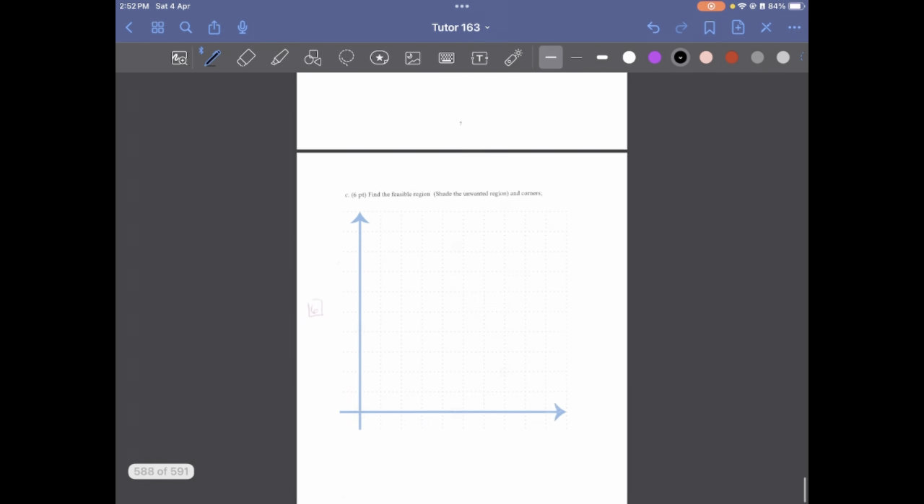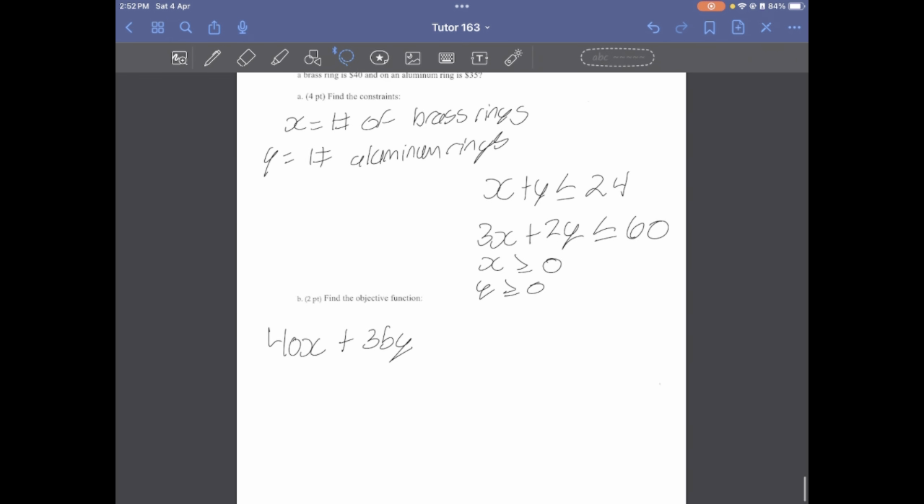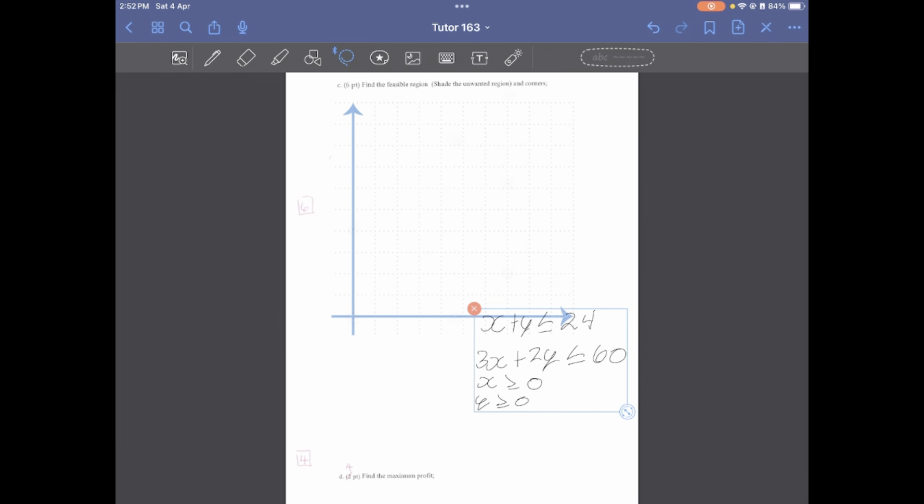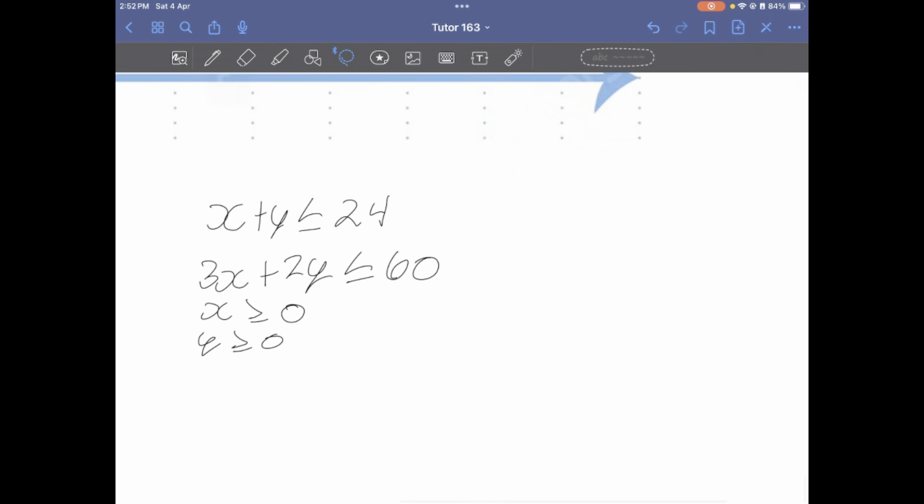Okay, so to graph this first, I'm going to copy the points and paste them right here. Make them a little smaller. We're going to solve the second equation for Y. So that would be 2Y less than or equal to negative 3X plus 60, divided by 2. That's Y is less than or equal to negative 3 over 2 X plus 30, right?